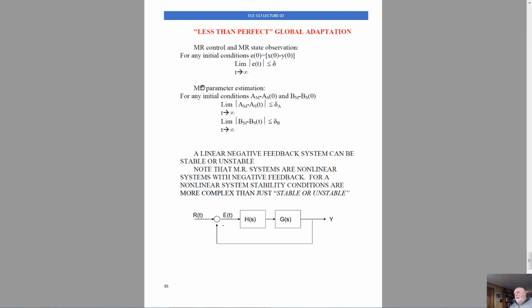Model reference parameter estimation implies that the initial discrepancy between parameters of the reference model and adjustable system could be virtually unlimited, from minus infinity to plus infinity, any initial conditions. However, as time approaches infinity, we may drive matrix A of the adjustable system into some limited area, into some vicinity around the matrix A of the reference model. And the same about matrix B. So I want you to appreciate the flavor of the word global. Global means any initial conditions.